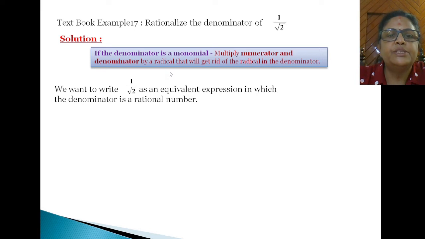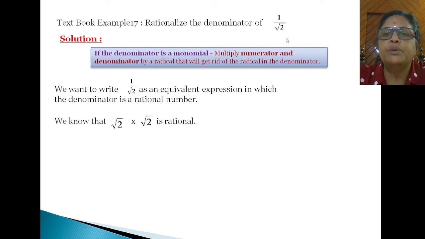We want to write 1 by root 2 as an equivalent expression in which the denominator is a rational number. Okay, so what will we do? We know that root 2 into root 2 is rational. So to rationalize the denominator of 1 by root 2 means we want to write 1 by root 2 as an equivalent expression in which the denominator is a rational number.